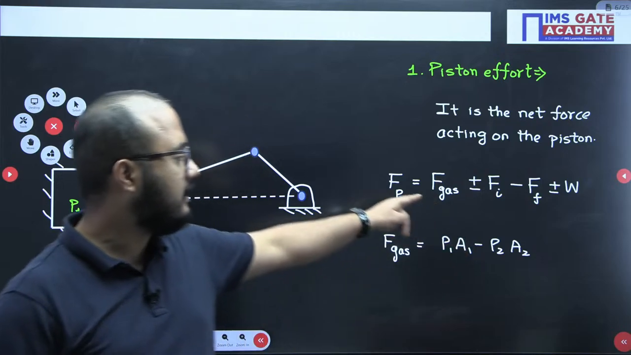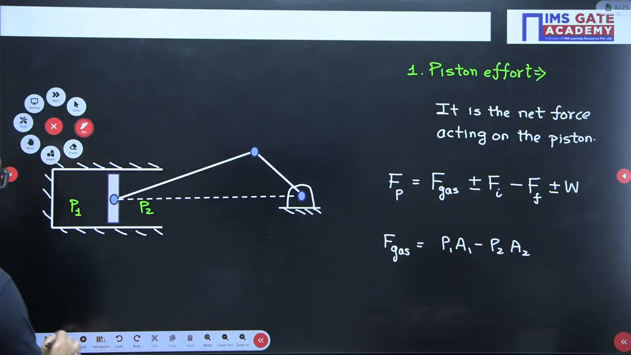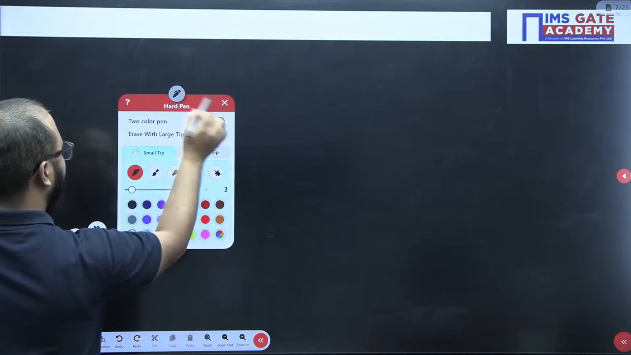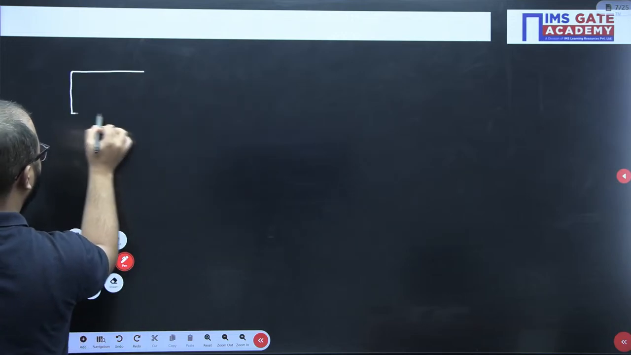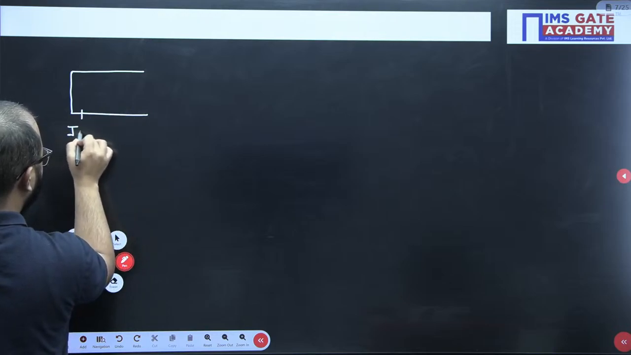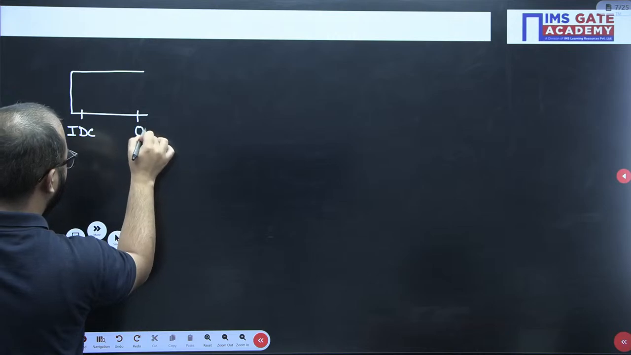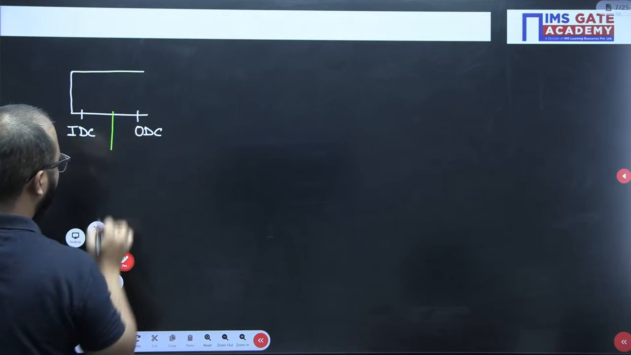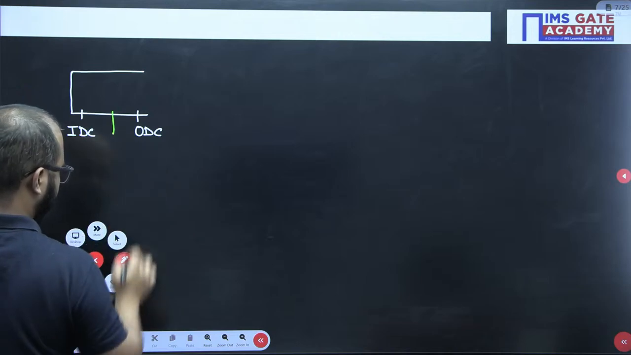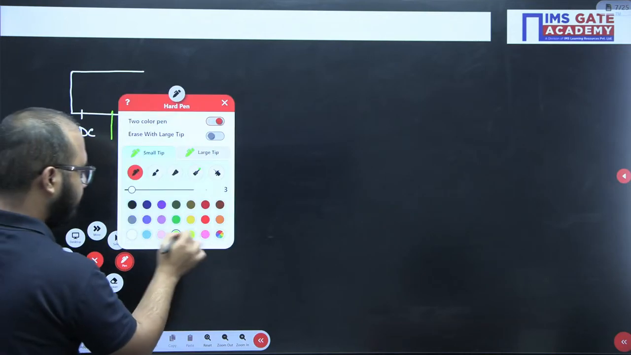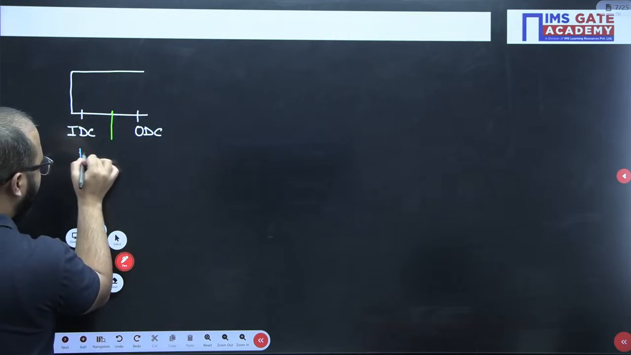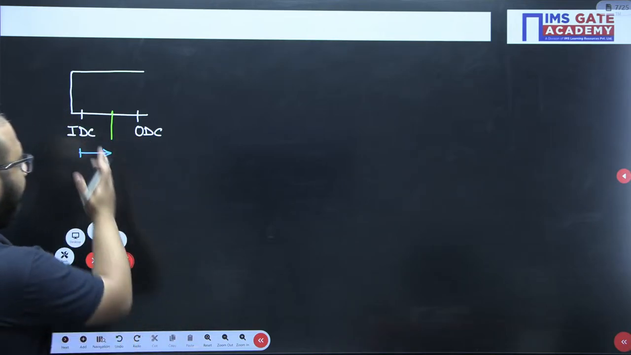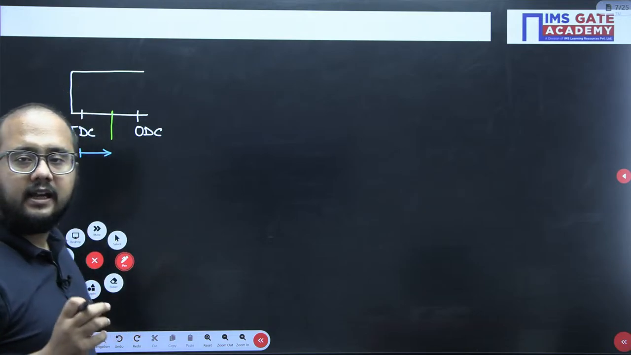Second part I discussed here is the inertia force. Now, very important example here you need to understand. Right, so this is IDC. This is ODC, right? Now, what happens here? Let's suppose this is the mid of this IDC and ODC part. Okay, now see. During the journey from IDC to ODC, what happens? If I talk about the midway, from IDC to midway, what is going to happen?